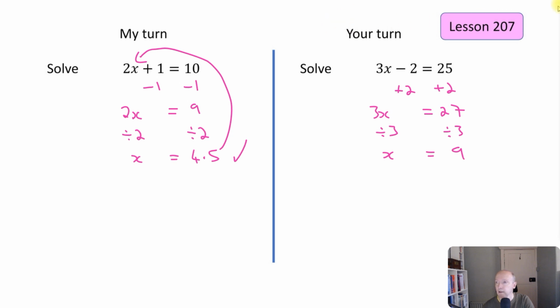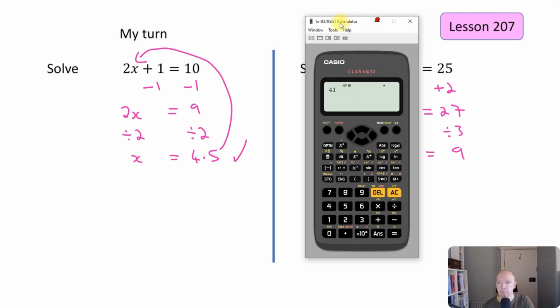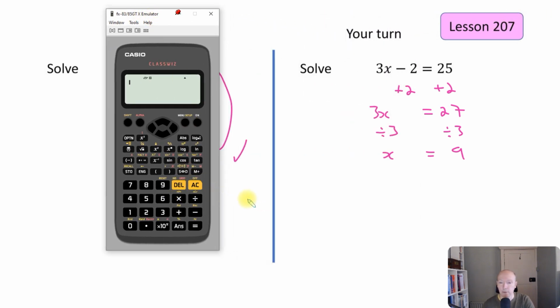Quick check, grab my calculator, which is causing me problems today. So I think x is 9, so 3 times 9 minus 2 is indeed 25, so I know that's the right answer there.